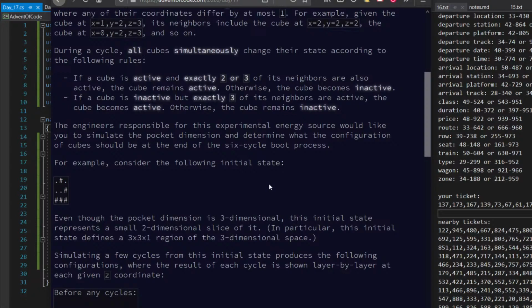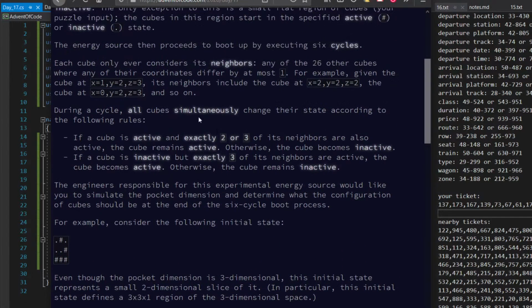Engineers responsible for this experiment would like you to simulate the pocket dimension and determine what the configuration of cubes should be at the end of the 6-cycle boot process. What was it saying? Any of the 26 other cubes, its neighbors are 26? Seems like a lot.